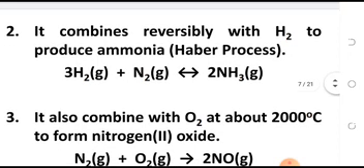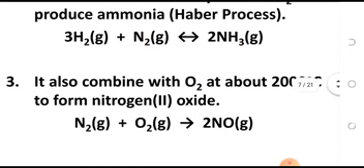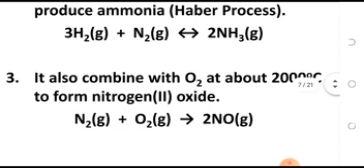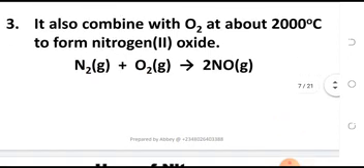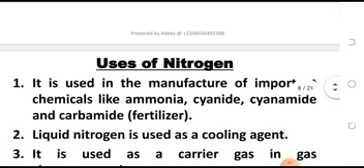Then the chemical property that we have here says that at a very high temperature of about 2000 degrees centigrade, oxygen and nitrogen combine to form nitrogen(II) oxide, as you can see in the equation there. So that's about the chemical properties of nitrogen.